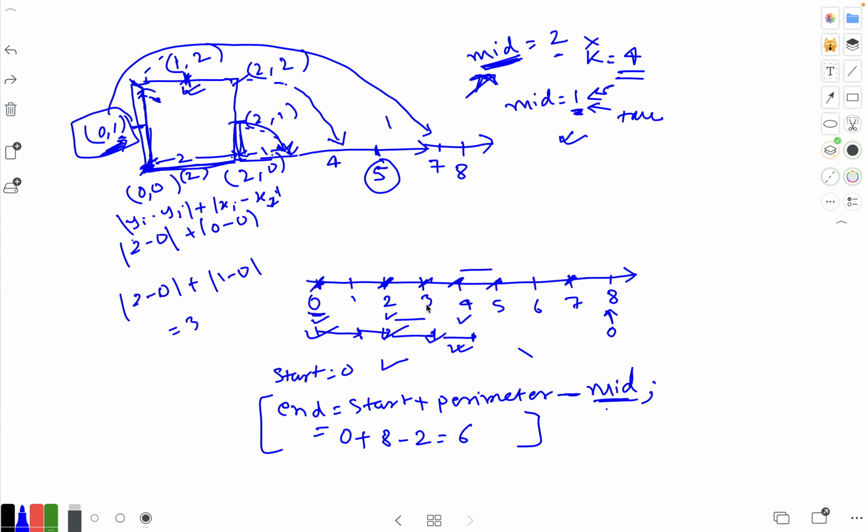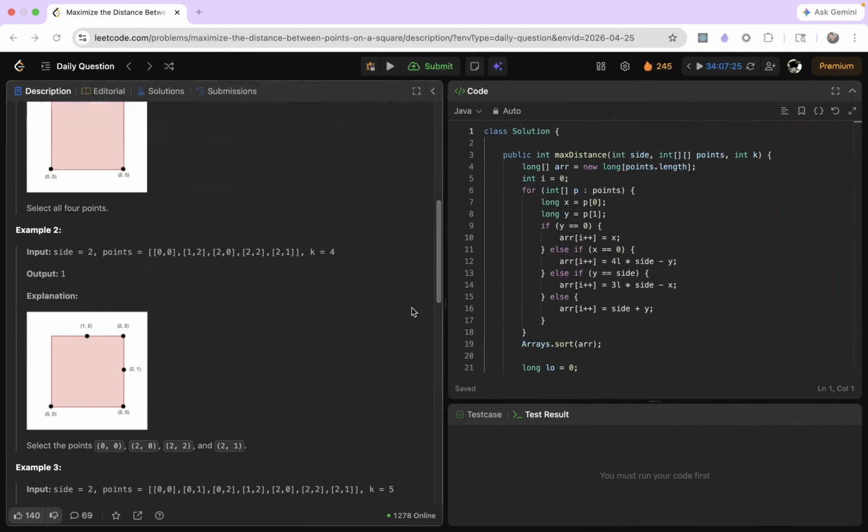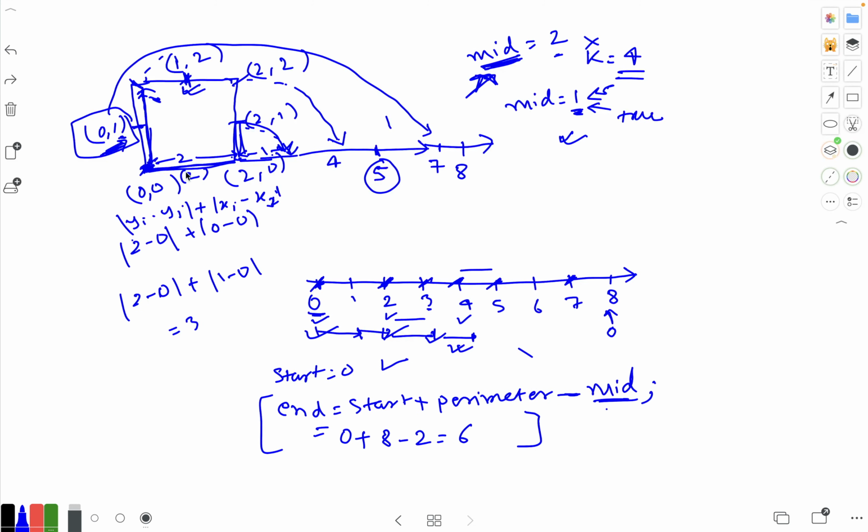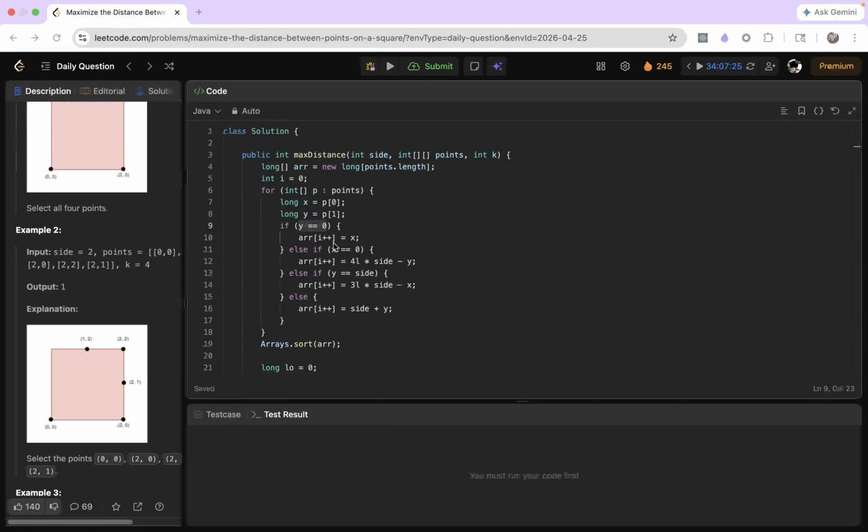Yeah, let's move to the code and I will walk you through how we are solving it. We are first converting all the 2D points into a 1D array. For y equal to 0, this plane, the height will be 0. So what would be the distance? Since all the points are on the perimeter only, the x would be the distance from the origin. So that is our x point here.